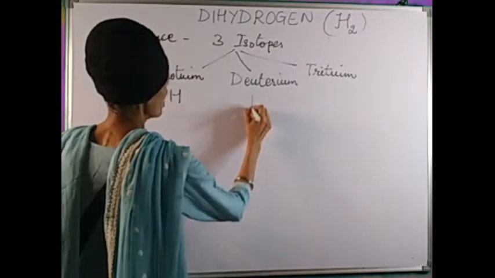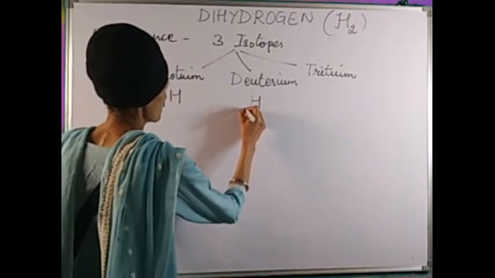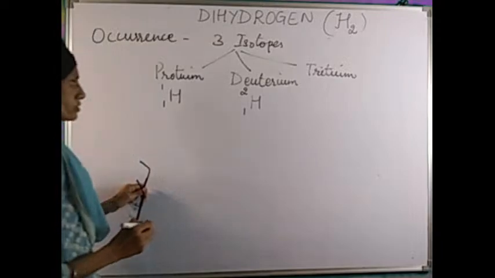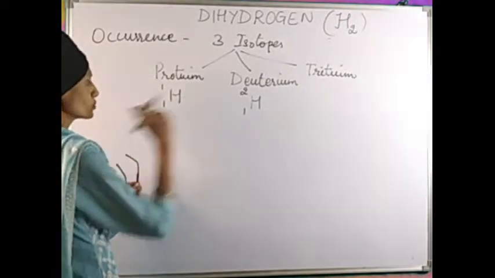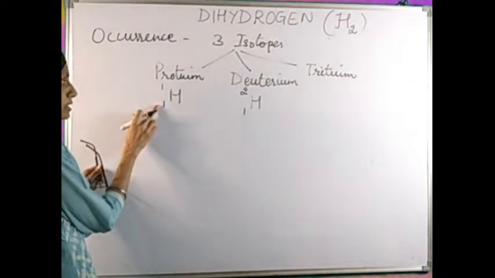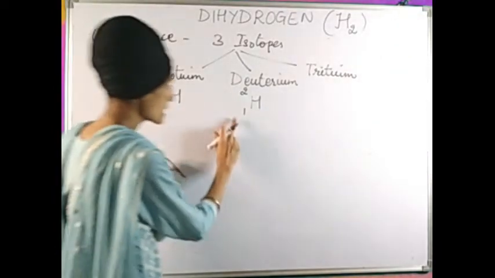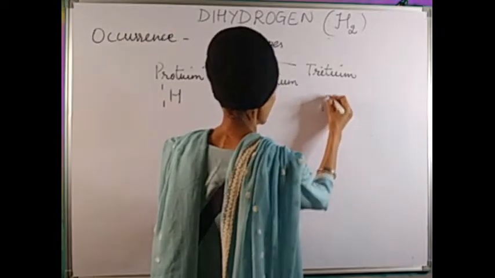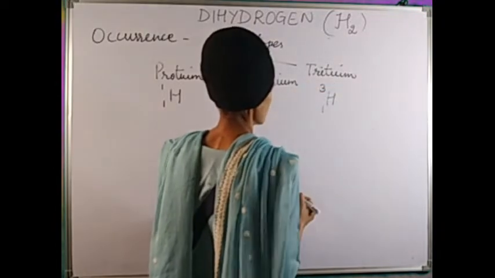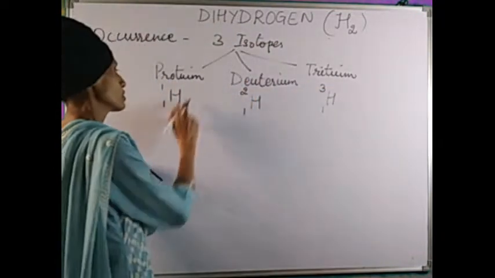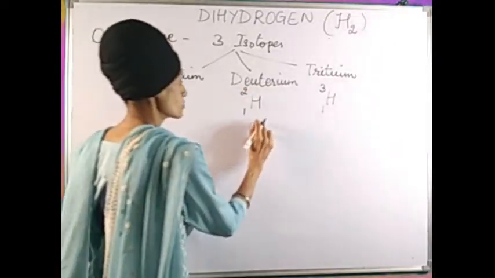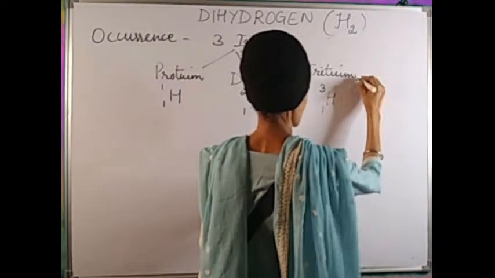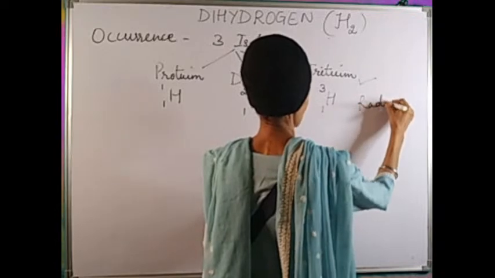In deuterium, the hydrogen atom has 1 neutron and 1 proton. Hence, its mass number is 2. Protium has atomic number 1, mass number 1. Deuterium has atomic number 1, mass number 2. Tritium has atomic number 1 and mass number 3. Hence, the number of neutrons in protium is 0. In deuterium there is 1 neutron. In tritium there are 2 neutrons. Tritium is a radioactive isotope of hydrogen.